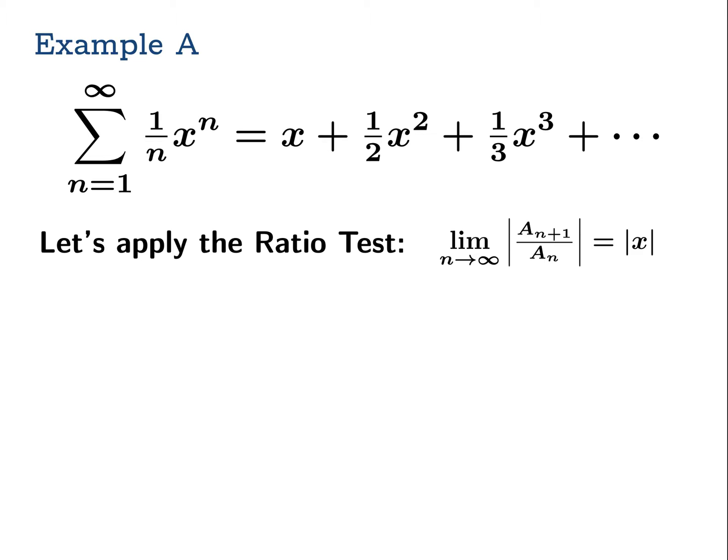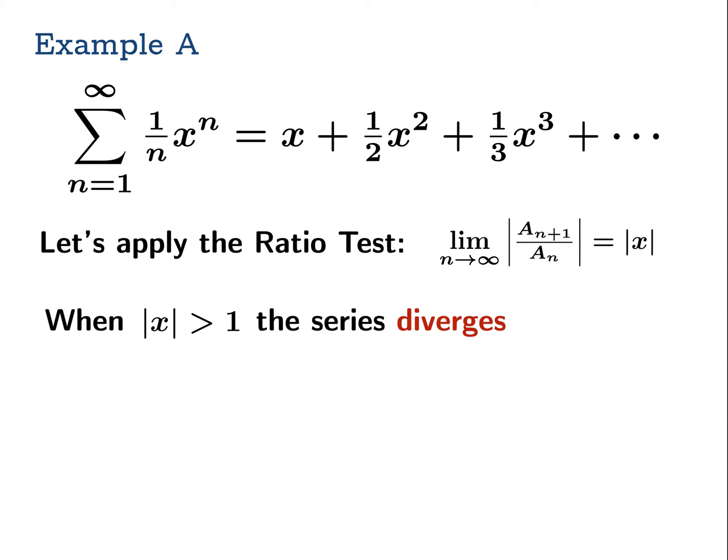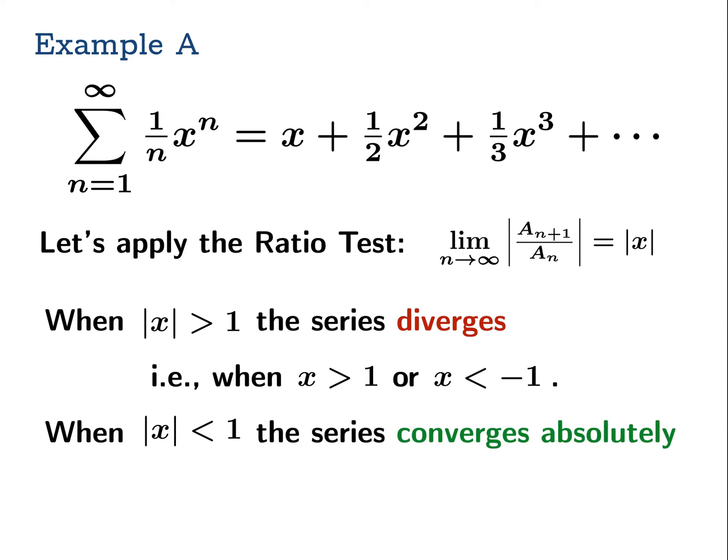Now, if it's greater than 1 or less than 1, this is going to decide whether the series converges or diverges. So that's great, because when absolute value of x is greater than 1, the series diverges. Well, what does that mean? That means when x is greater than 1 or less than negative 1, the power series diverges. When absolute value of x is less than 1, the series converges absolutely. That is to say, when x is between negative 1 and 1, the series converges absolutely.